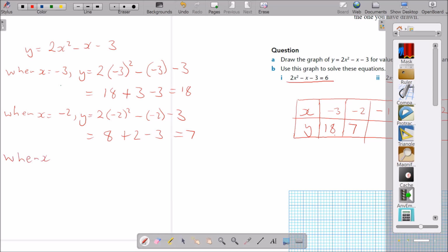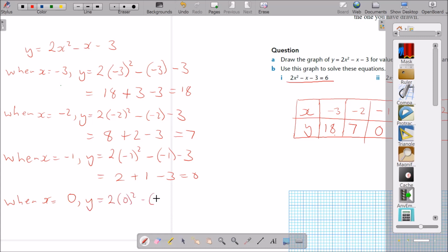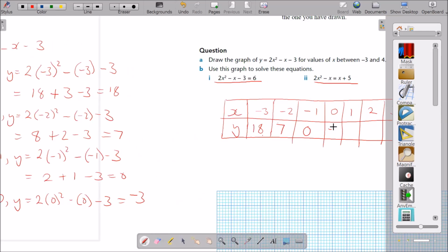When x is equal to minus 1, y is equal to 2 times minus 1 squared minus minus 1 minus 3, which is 2 plus 1 minus 3, which is 0. So this is 0. When x is equal to 0, y is equal to 2 times 0 squared minus 0 minus 3. This is equal to minus 3. So go to our table of values, minus 3.